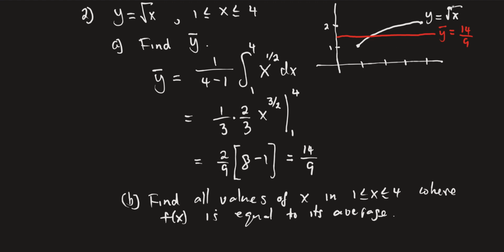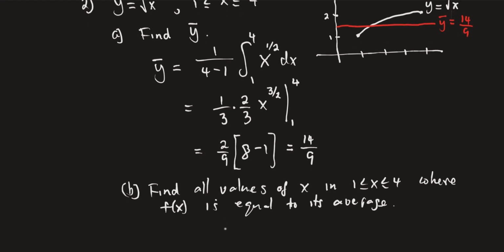Well, algebraically, it means that the square root of x would have to be set equal to 14/9 and solving for x, right? Because when you look at the wording of the question, it's telling you what to do. The function is equal to its average. So set f of x equal to the average value and solve for x. I mean, it's all in the wording, right?